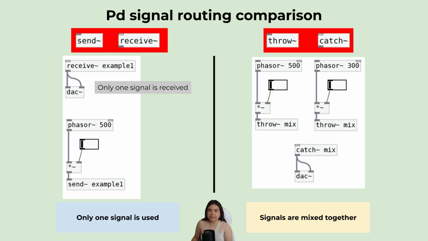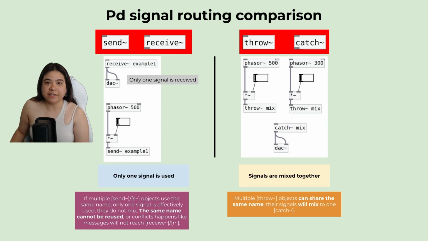Left side: send tilde and receive tilde. One send and receive with the same name given. Right side: throw tilde and catch tilde. Multiple throws with the same name go to one catch. If multiple send tilde objects use the same name, only one signal is effectively used. They do not mix together. The same name cannot be reused, or conflicts will happen, like messages will not reach receive.